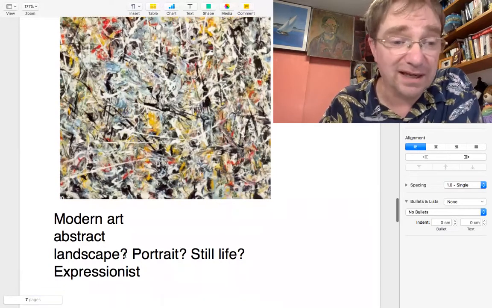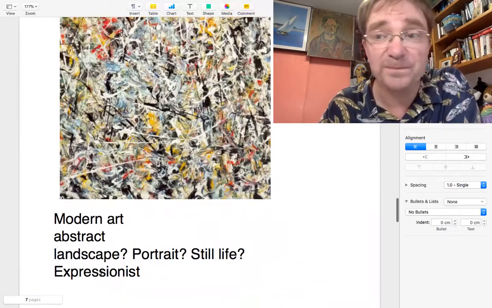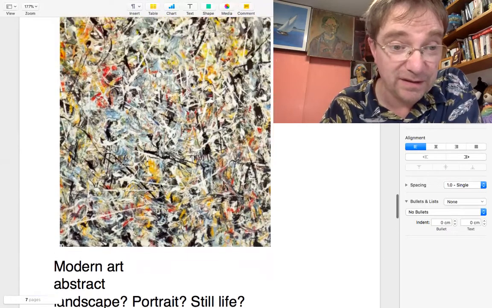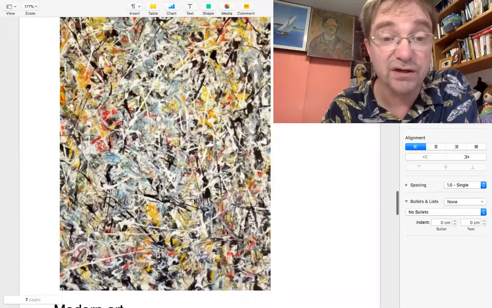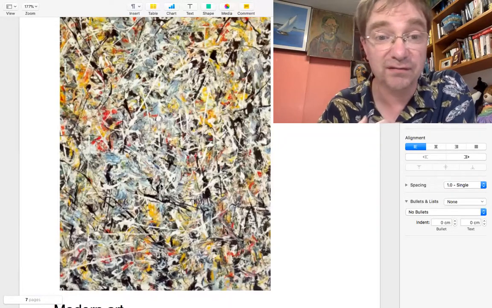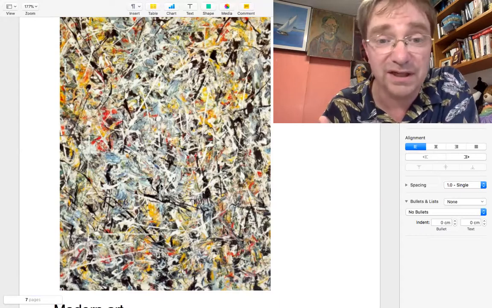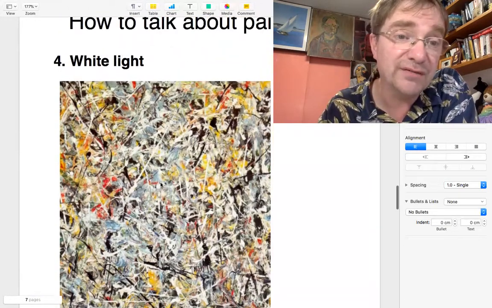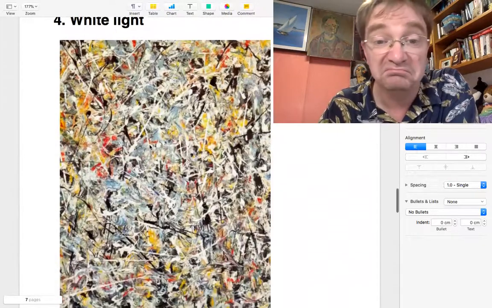Abstract means you don't know what it is. It's just lots of shapes and colors. So as I said, is it landscape? Is it portrait? Is it still life? I don't know. This is what we might call expressionist. The artist is showing his feelings, but what is it? I don't know. We have to guess. We have to interpret. We have to work hard. The only clue we have is the name. It's called White Light.